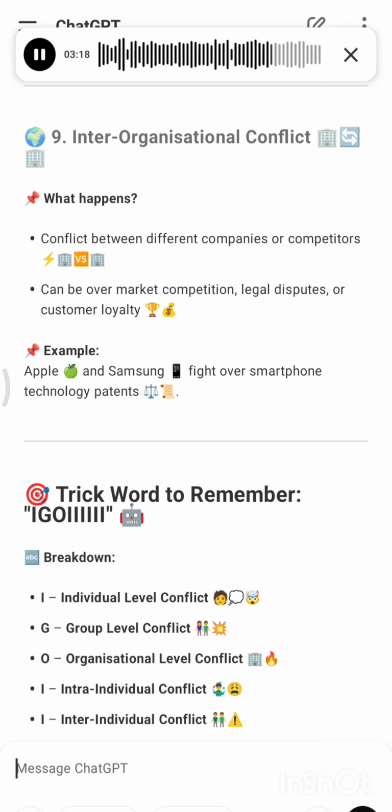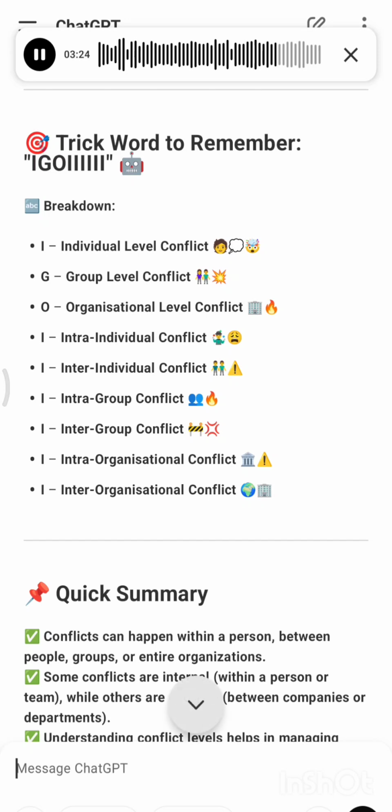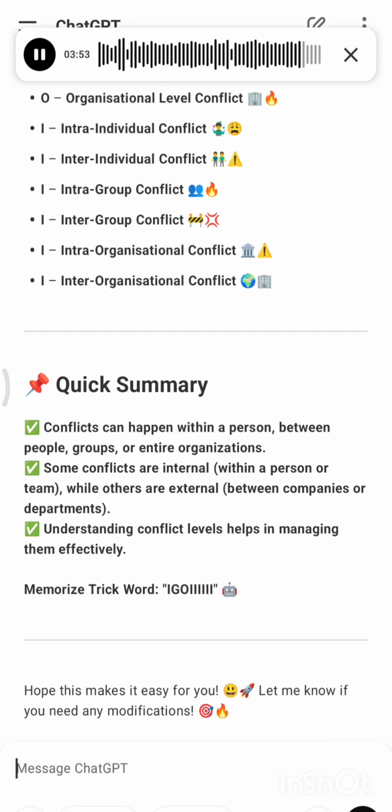Trick word to remember. Breakdown. I, individual level conflict. G, group level conflict. O, organizational level conflict. I, intra-individual conflict. I, inter-individual conflict. I, intergroup conflict. I, intra-organizational conflict. Interorganizational conflict.